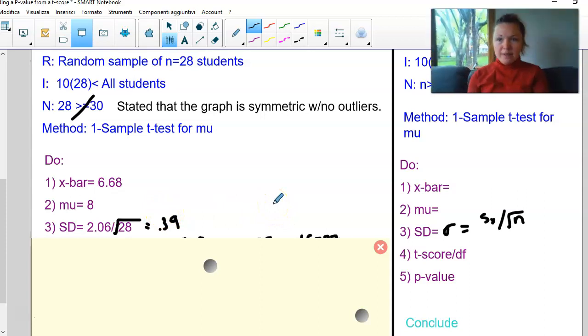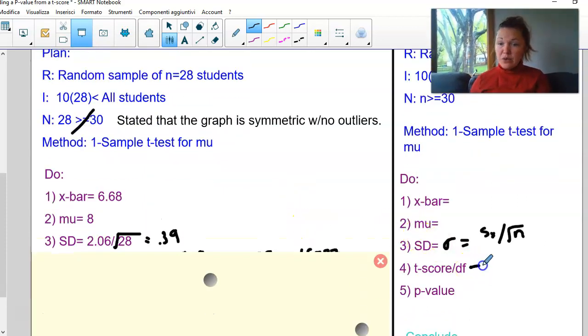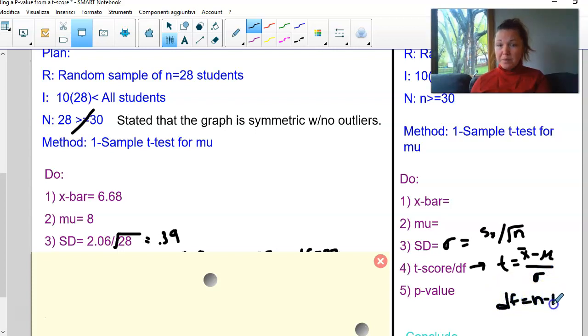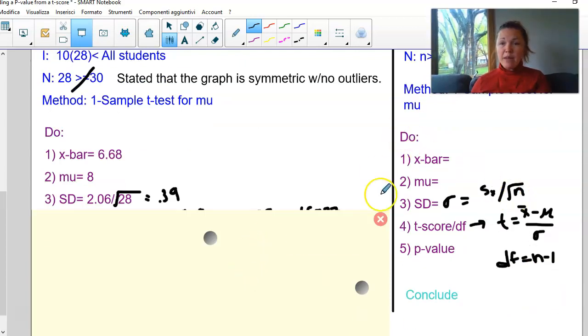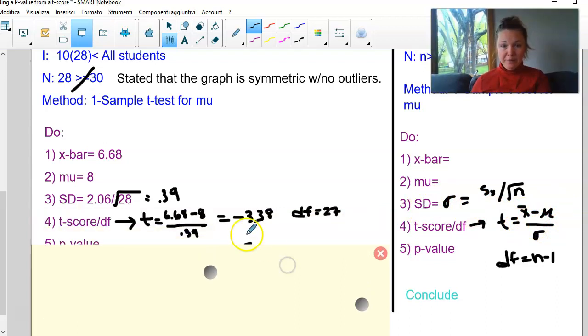Next, our t-score. What we learned yesterday is what we observe, X bar, minus the mean of the sampling distribution, which is our mu, divided by the standard deviation of the sampling distribution, with degrees of freedom of n minus 1. I did that right there. I really love this process because it's just saying take step 1 minus step 2 divided by step 3. I have negative 3.38 for degrees of freedom of 27.